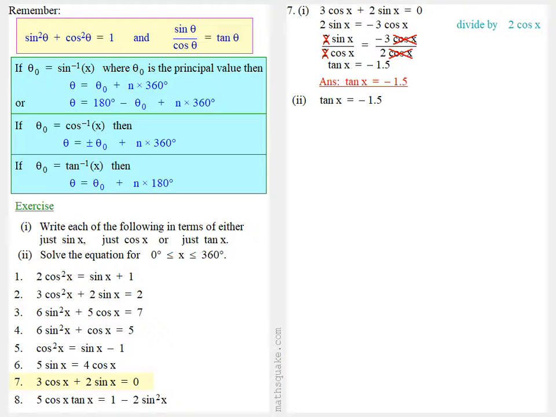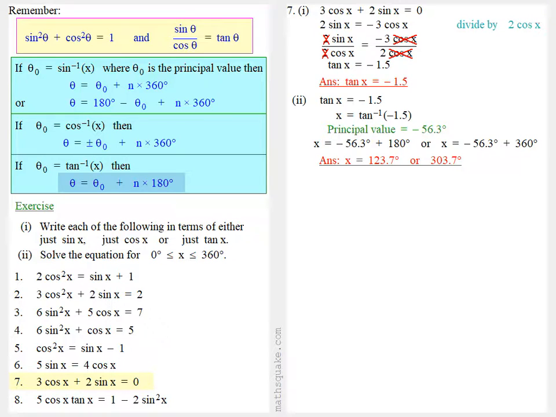Now in the second part we want to solve that equation and get the values between 0 and 360. We can use a calculator to evaluate the inverse tangent of minus 1.5. Well, this gives us the principal value. We find it's minus 56.3 degrees. But we can add 180 degrees onto that as many times as we like. So we can have x is equal to minus 56.3 degrees plus 180, or minus 56.3 degrees plus 360 degrees. And they give us 123.7 degrees or 303.7 degrees.